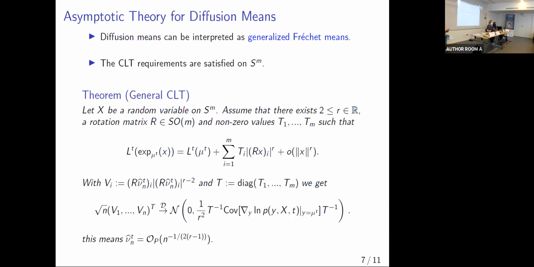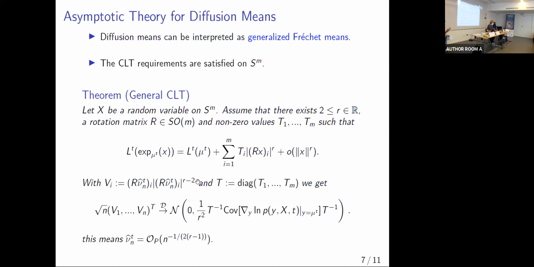And now, as I said, diffusion means can be interpreted in the framework of generalized Fréchet means, and there is a lot of asymptotic theory available there. So all the central limit theorem requirements are actually satisfied for diffusion means on spheres. And this is just referring to the general central limit theorem.